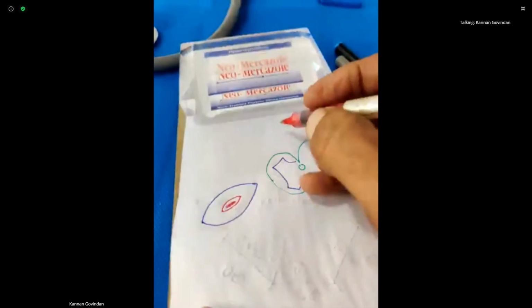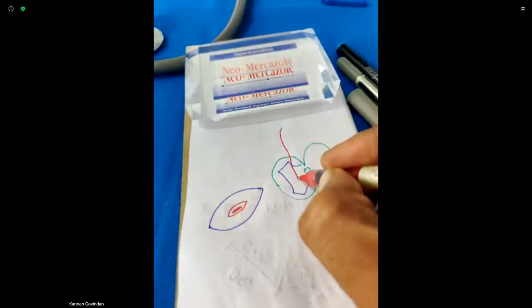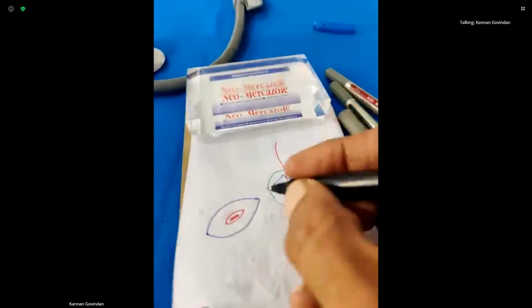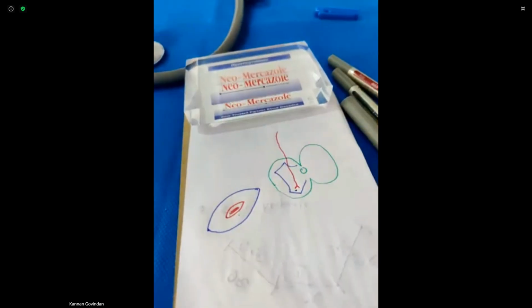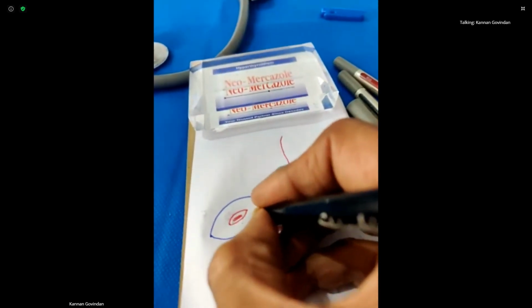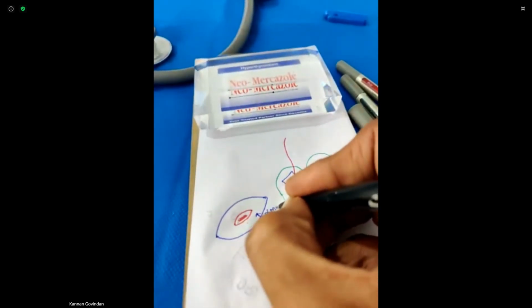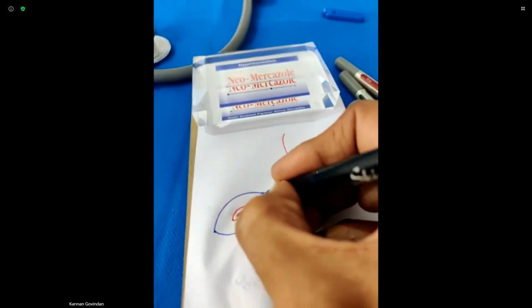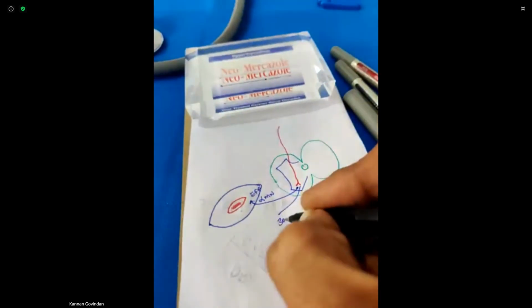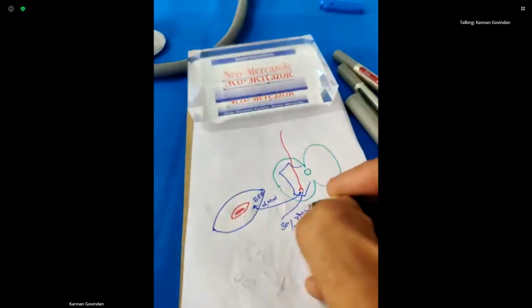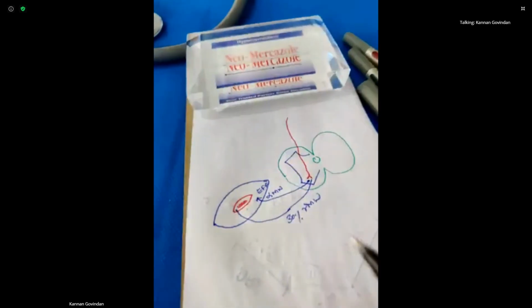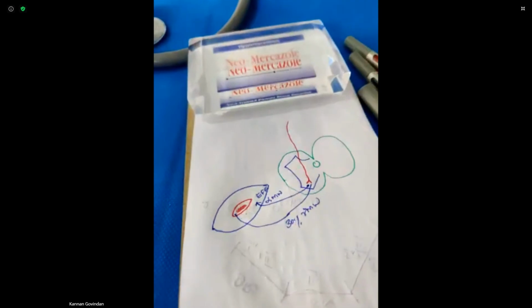Okay, so these are the descending motor pathways. The descending motor pathways, 70% of them come and end in alpha motor neuron. This alpha motor neuron supplies the extrafusal fibers. Remaining 30% end in gamma motor neuron. This supplies the intrafusal fibers mainly at the terminal part.